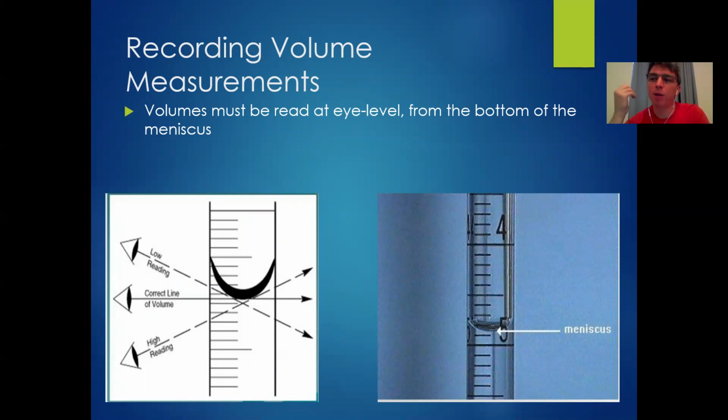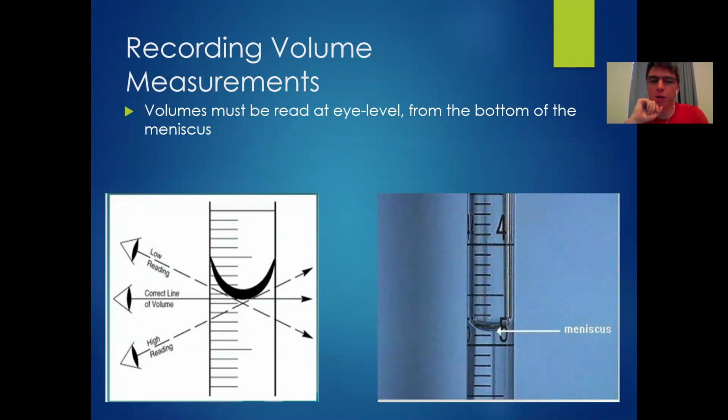Water, any of the solutions we'll be using, most liquids will actually bend down slightly. You'll see the edges curve up like you do in this bottom right picture. You get this bowed shape. That's called the meniscus. And you want to read your volume from the bottom of that meniscus. And again, you want to be at eye level.